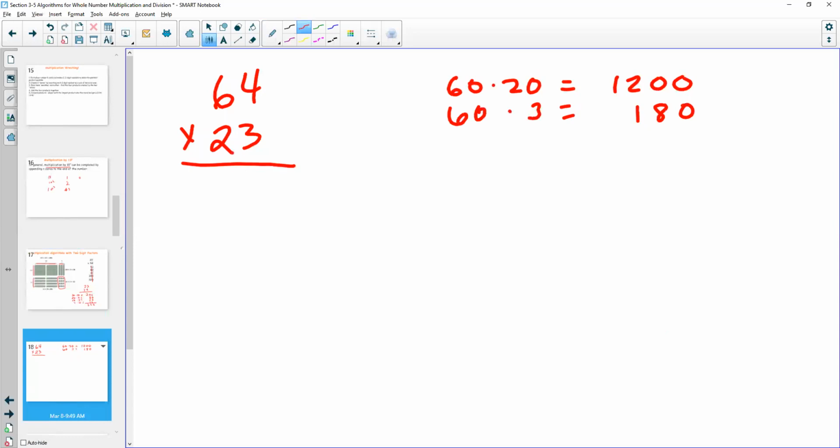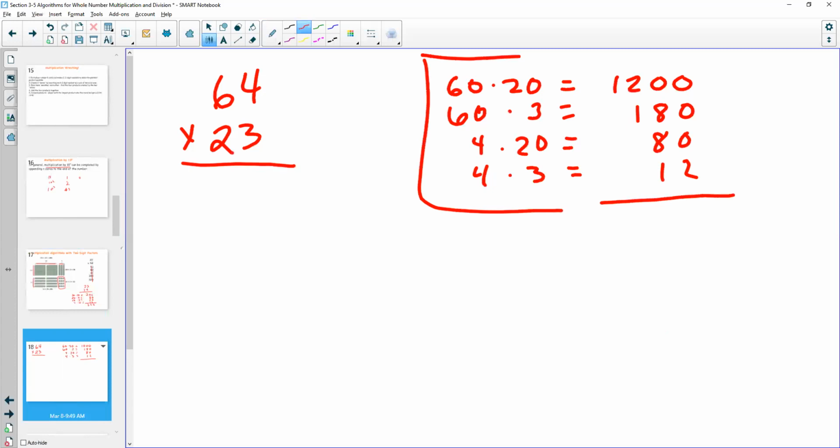4 times 20 is 80. And 4 times 3 is 12. I want you to look at the list of partial products here. What do you notice? I, as a teacher walking by, can tell you when you did it right just by sort of glancing. I don't even really need to see much more than that. Think about what I'm looking for. What I'm looking for is I want to see each number used twice.